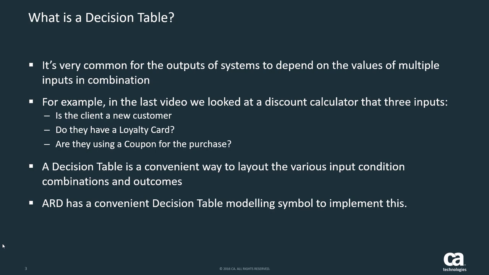For example, in the last video, we had a discount calculation which depended on three inputs, which was whether the client was a new customer, do they have a loyalty card, are they using a coupon for a purchase. So what a decision table actually is, it's a convenient way to lay out the various input condition combinations and outcomes. It's a shortcut to tabulate test cases in some respects. Now, ARD has a convenient decision table modelling symbol to implement them. It's a drag and drop, and we can create a decision table very easily.